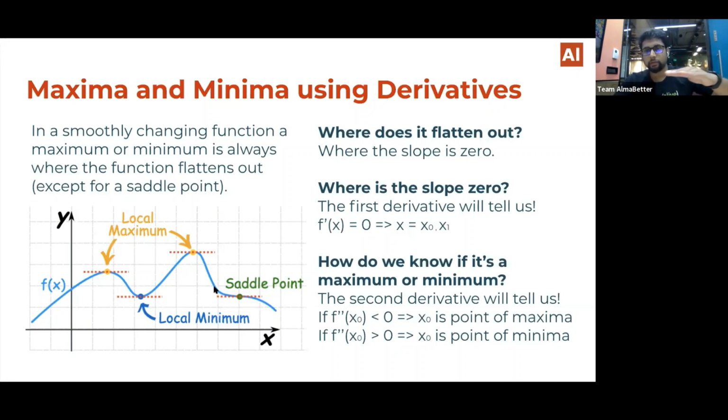So it flattens out for a small instance, but at these points you will never see a local minima or local maxima. So these points are what is called saddle points. Whenever someone wants you to define a saddle point, you can say that the point where the derivative becomes zero, but it is neither a local minima nor a local maxima, is called a saddle point. Okay.